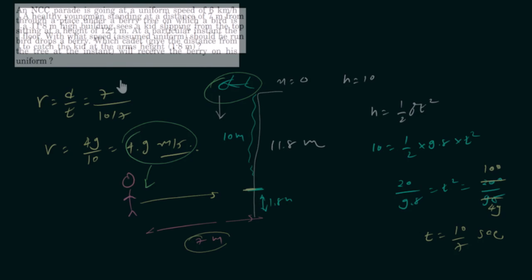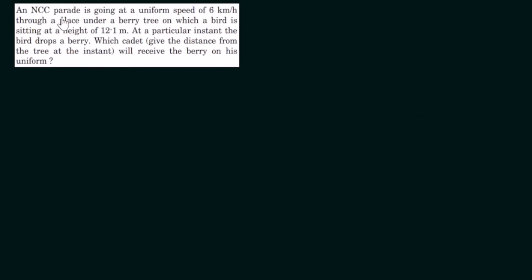Okay, our next problem is: an NCC parade is going at a uniform speed of 6 km per hour through a place under a berry tree on which a bird is sitting at a height of 12.1 meter. At a particular instant, the bird drops a berry. Which cadet will receive the berry on his head? Give the distance from the tree at that instant. Basically, such problems have so much description, and you have to focus on the numbers, 12.1 and 6 km per hour.